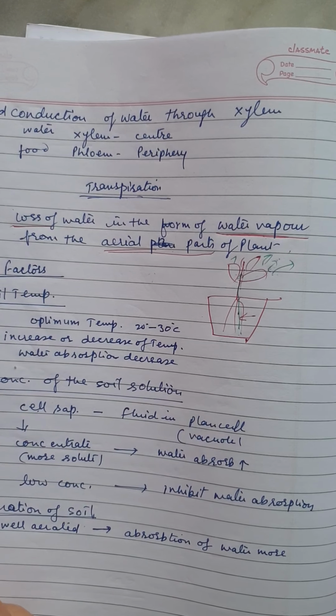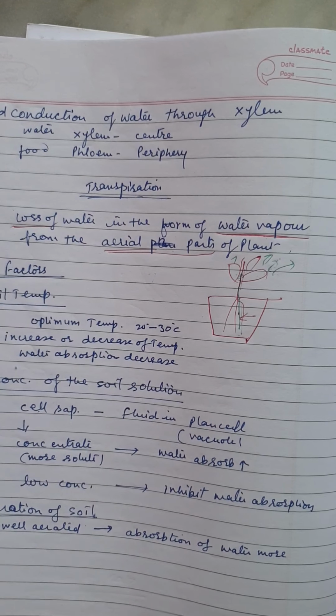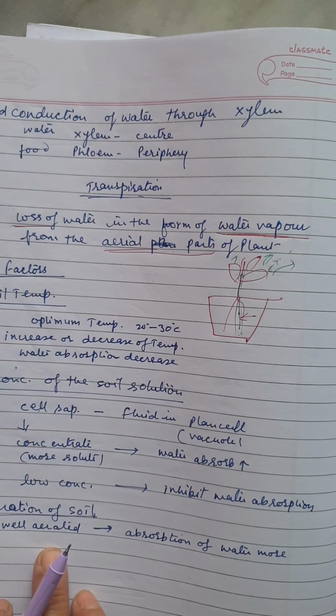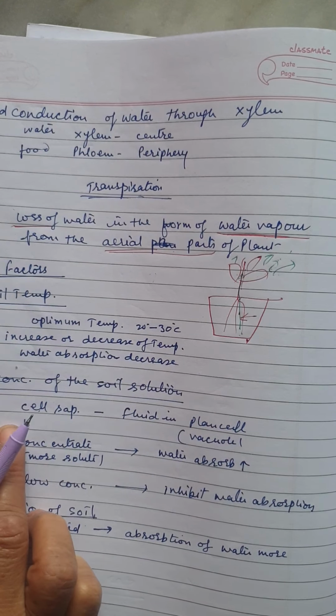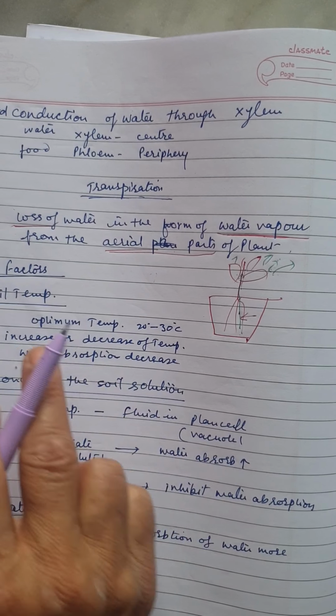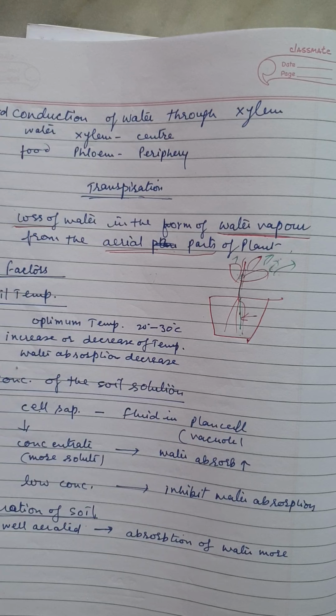So these factors: soil temperature, concentration of the soil solution, and aeration of soil. With good aeration, when a good amount of air is there, there is more water absorption. Cell sap concentrated, more absorption of water. Optimum temperature, more absorption of water in the plant.